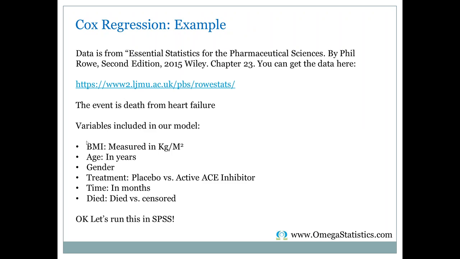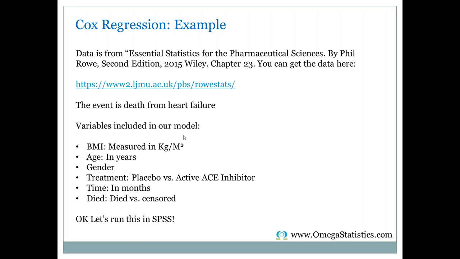All right, so let's do an example. It's going to be quick, and then maybe we'll have some time for some questions. Data is from a book called Essential Statistics for the Pharmaceutical Sciences by Phil Rowe, published by Wiley. It's chapter 23. You can get the data here. In this example, the event is death from heart failure.